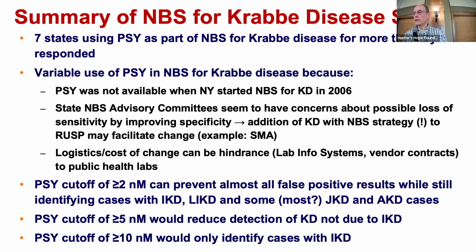Sometimes you have to change things in your lab system, which is brought up as a problem, or vendor contracts. So all things that I think can be overcome. And as I stated, if you have different cutoffs, depending on where the cutoff is, you can avoid all false positives, and you can also identify only infantile Krabbe disease if that's what you want to do.